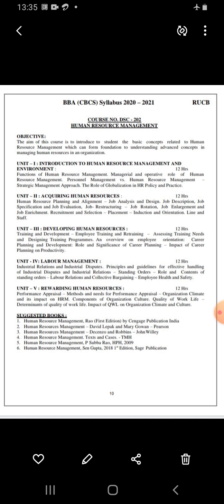Unit 5 is where we'll be discussing rewarding human resources, where we have performance appraisal, methods and needs for performance appraisal, organization climate and its impact on HRM, components of organization culture, quality of work life. These are the important aspects which we'll be studying in upcoming classes. So this is the first class. Let's start with the first topic, that is the introduction to human resource management.